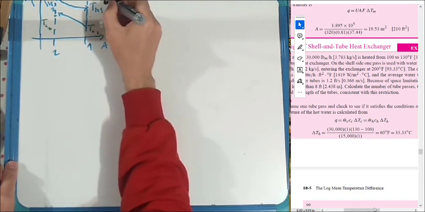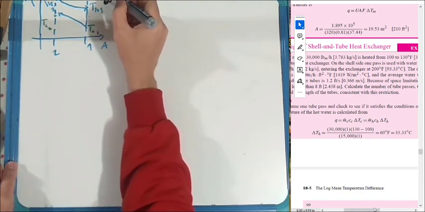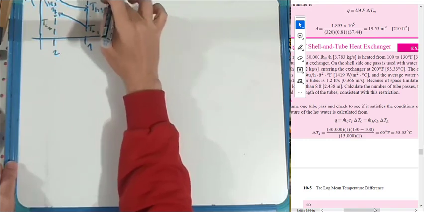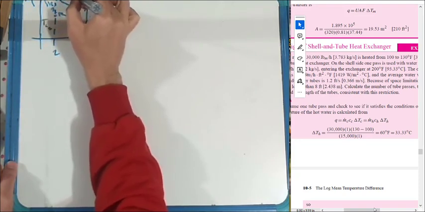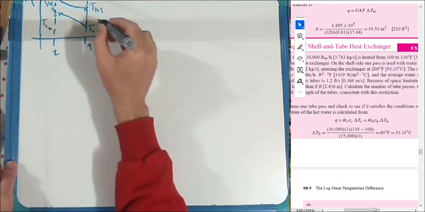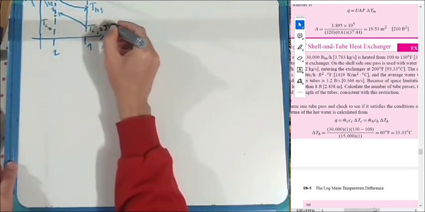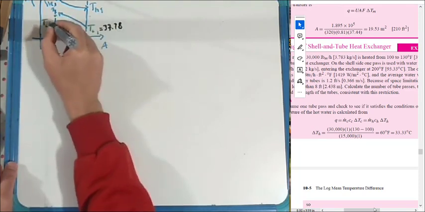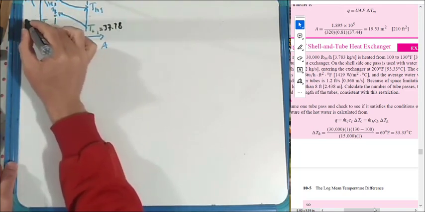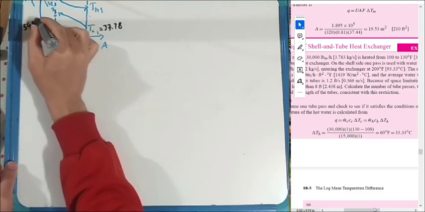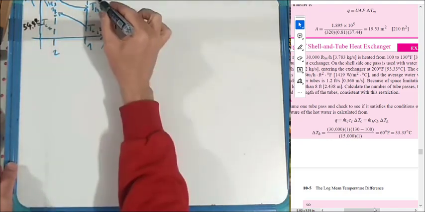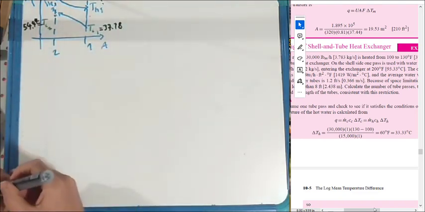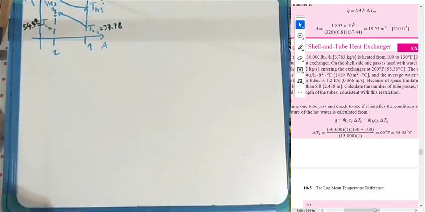This is 60 degrees Celsius. Sorry, we don't have it, we should calculate it, so I don't write it yet. This is 93.33 degrees Celsius. This is 37.78 degrees Celsius. And this is 54.44. First we should calculate this temperature because we don't have it. Then let's do it.